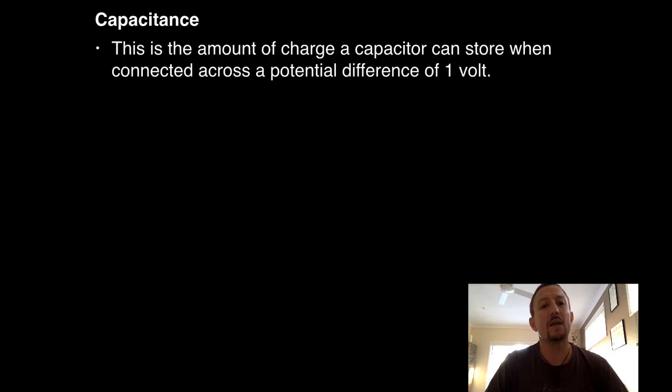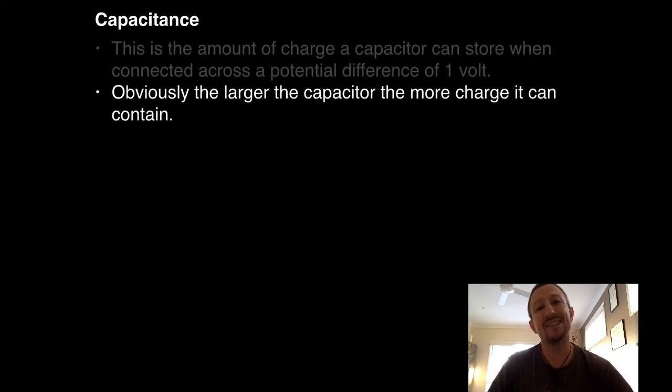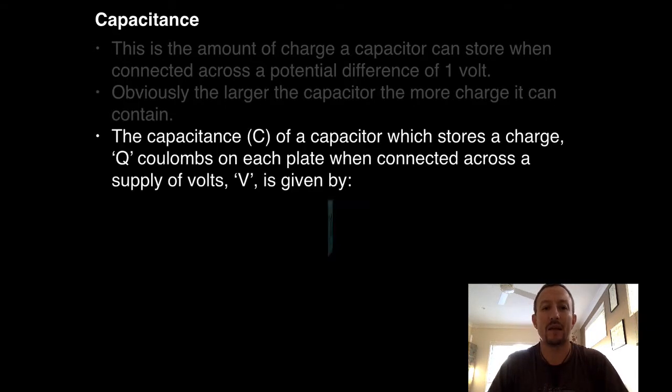Okay, so we can look at this in the form of capacitance. Capacitance, as we know, is basically the amount of charge a capacitor can store when it's given a potential difference of 1 volt. And remember, this is measured in farads. The larger the capacitor, the more charge it contains. So if we increase the capacitor by increasing the area, for example, I can put more charge on. More charge means more electrons, which means more of a difference between the two plates. So basically we can store that greater amount of charge.